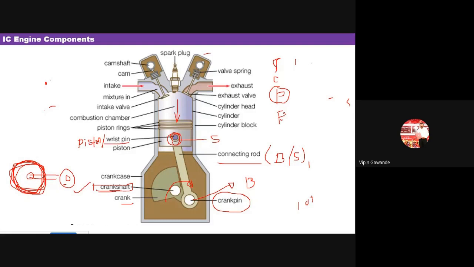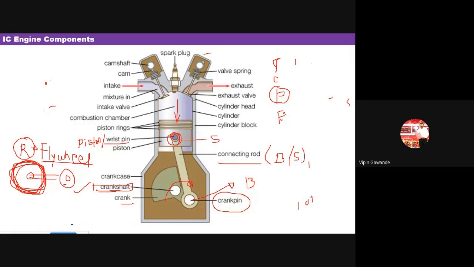This crankshaft is rotating, but these rotations are not uniform. So to make this rotation uniform at the end of the wheel, we have to use another component. We call that component the flywheel. The flywheel is used to minimize the non-uniformity, to maintain the uniformity in the rotation of the crankshaft.